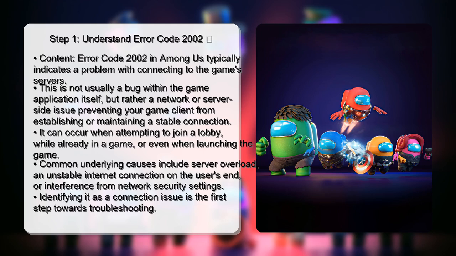Step 0. Understand error code. This error code in Among Us typically indicates a problem with connecting to the game servers. This is not usually a bug within the game application itself, but rather a network or server-side issue preventing your game client from establishing or maintaining a stable connection. That can occur when attempting to join a lobby while already in a game, or even when launching the game. Common underlying causes include server overload, an unstable internet connection on the user's end, or interference from network security settings. Identifying it as a connection issue is the first step towards troubleshooting.